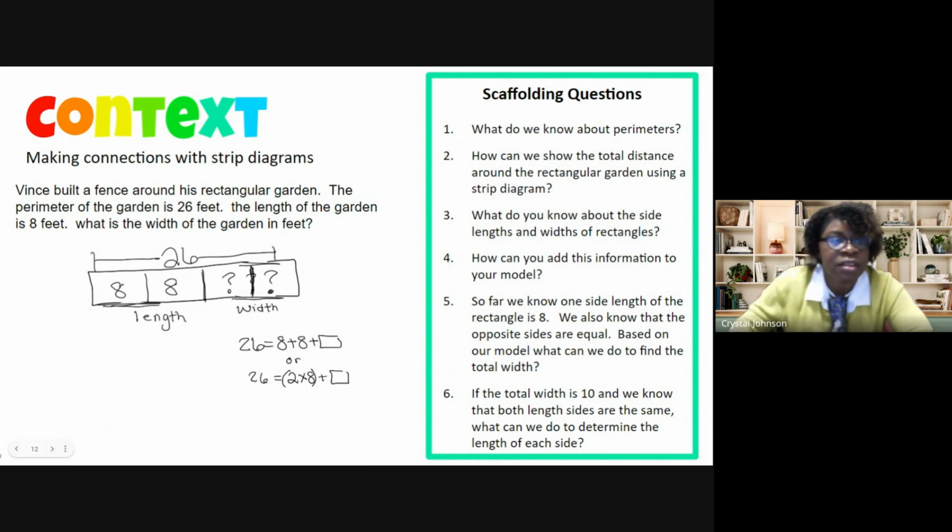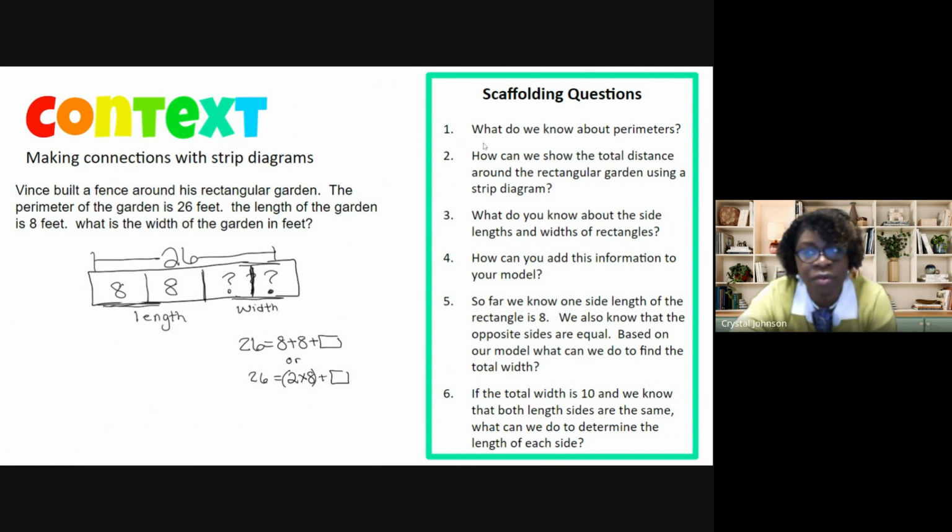So Vince built a fence around his rectangular garden. The perimeter of the garden is 26 feet. The length of the garden is 8 feet. What is the width of the garden in feet? First question, what do we know about perimeters? Same question, perimeter is the total distance around. How can we show the total distance around the rectangular garden using a strip diagram? I'm going to put my 26 at the top because that is the total.